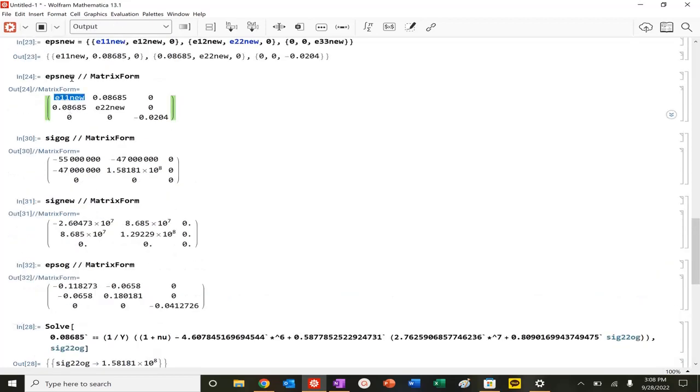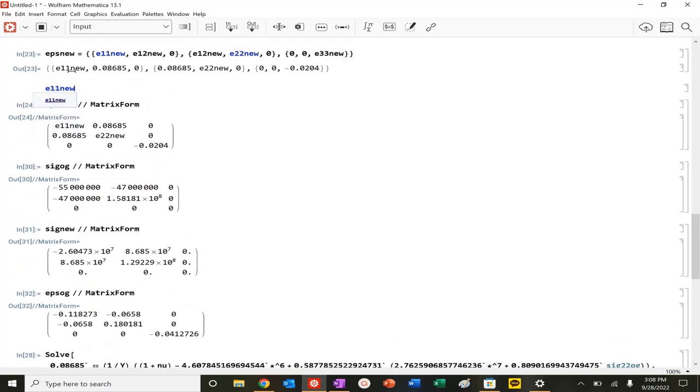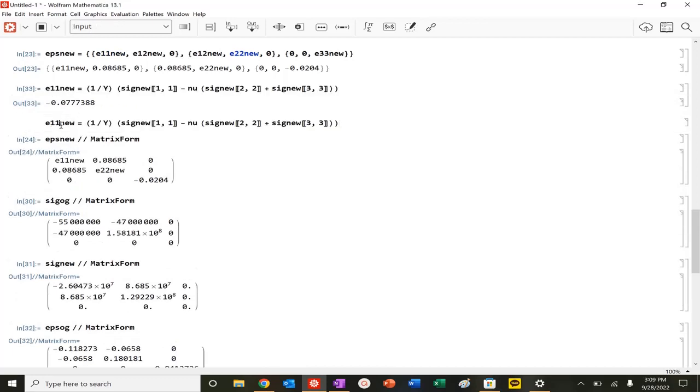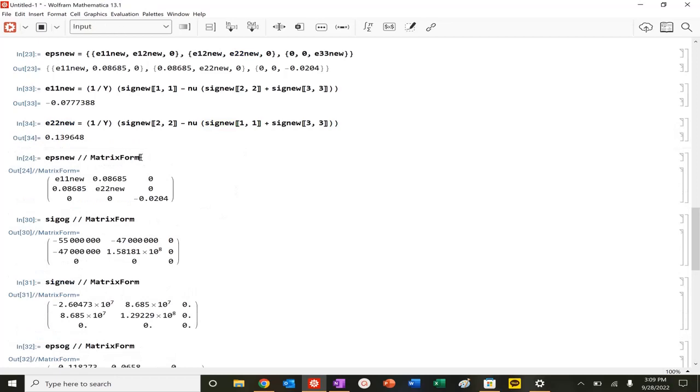So we just need to solve for E11 new. E11 new is just equal to 1 divided by Y times my sig new 1 minus nu times sig new 2 plus sig new 3. That'll be my E11 new. And then my E22 new will simply be the 2211. Excellent. And we got it.